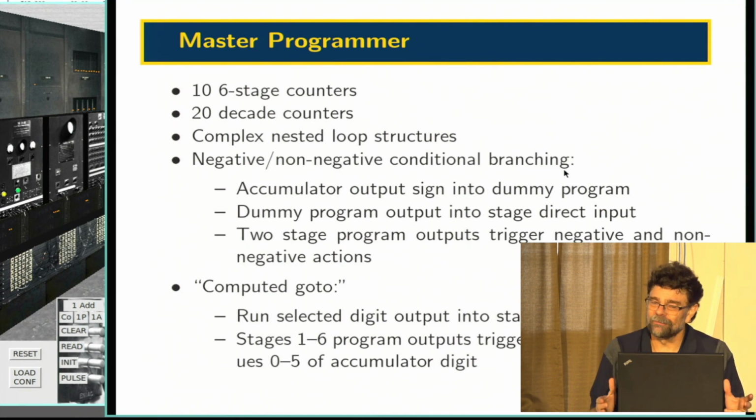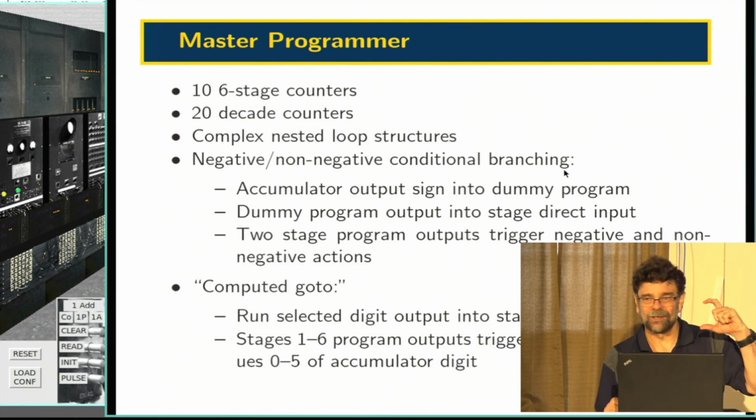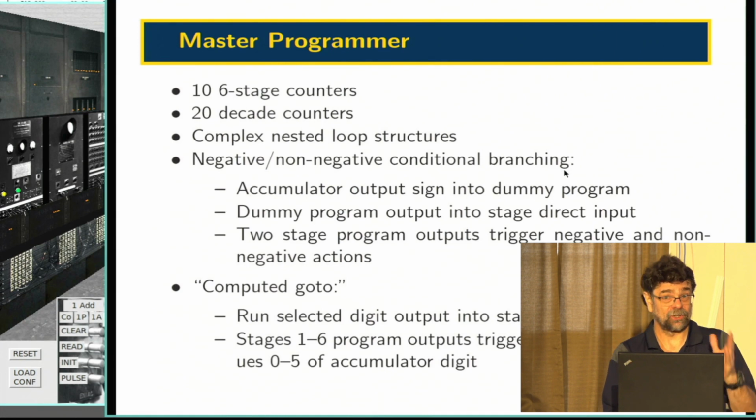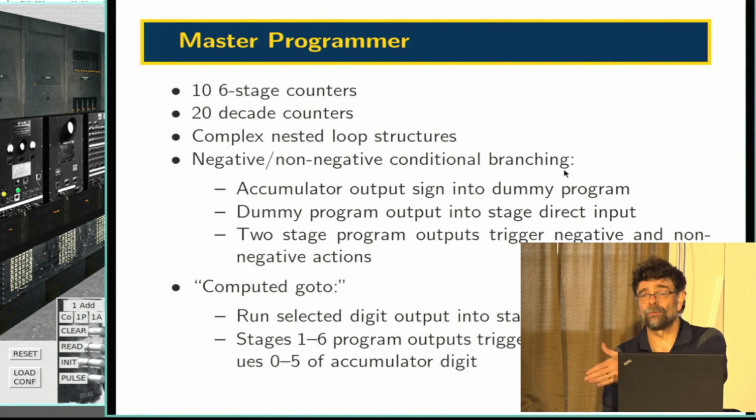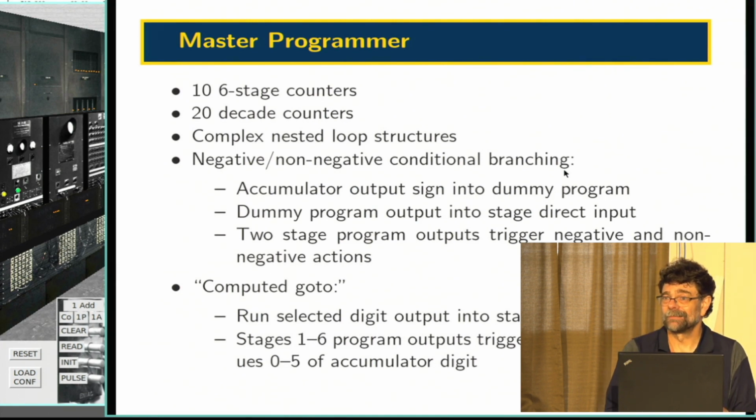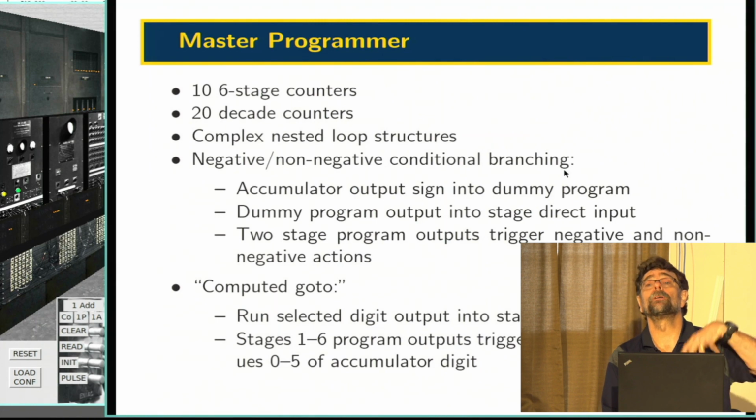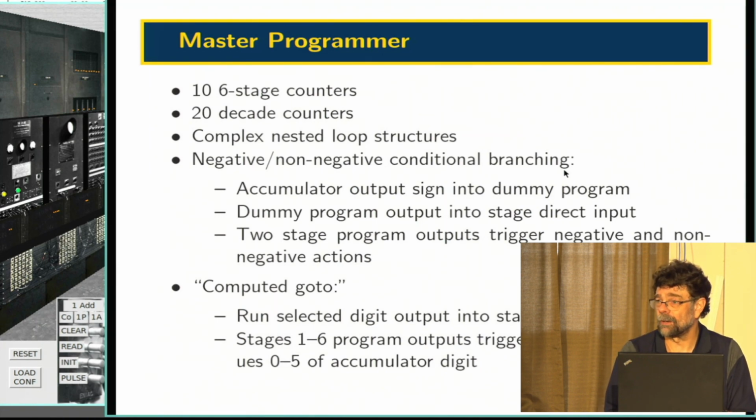All the signals were of a standardized size. They were standardized voltage and shape. That meant that you could use data signals as control signals. And with that ability, you could then construct these more complex operations like conditional branching.